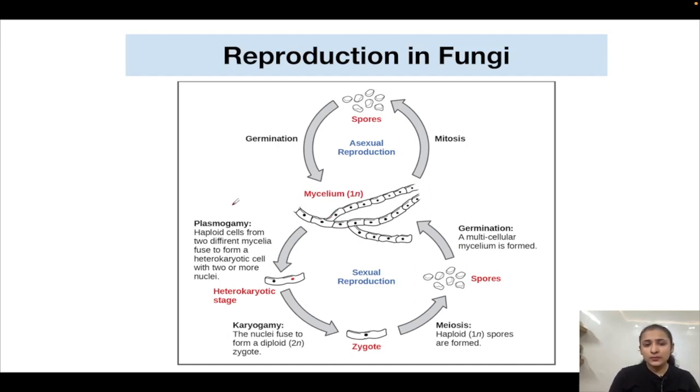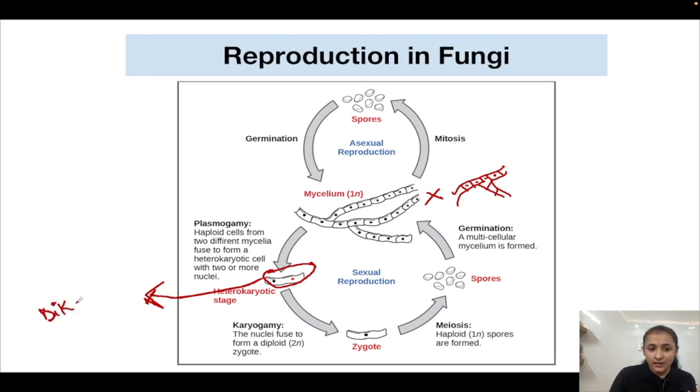When it fuses with another compatible mycelia, for example, another compatible mycelia that looks like this and comprises a red nucleus, so when these two mycelia fuse with each other, plasmogamy is occurring. After plasmogamy, this stage will form, where two nuclei are present together but are not yet fused. That is, karyogamy has not occurred yet, only plasmogamy has occurred. So both of these nuclei would be temporarily present together in the same cell, and such a condition is known as a dikaryon.